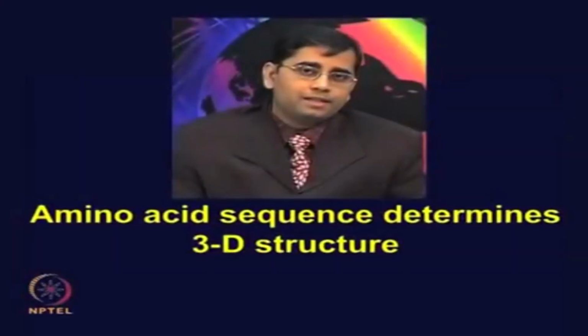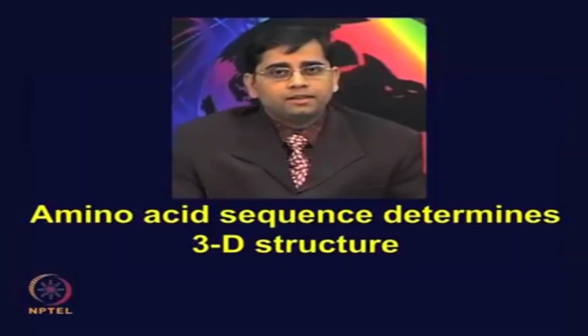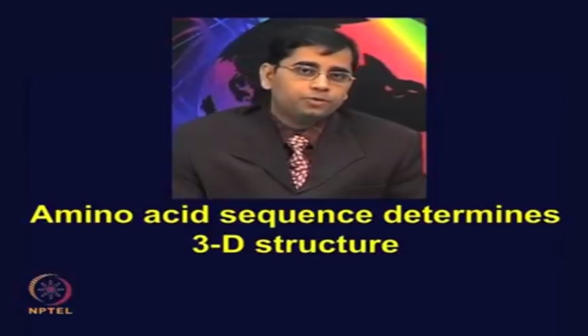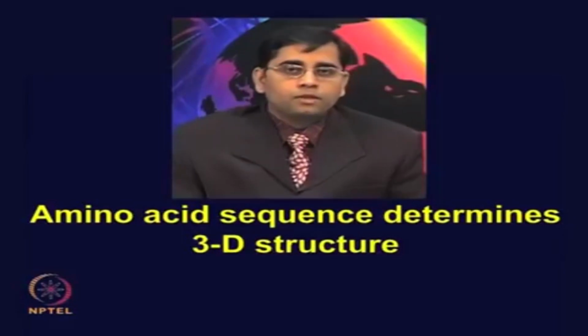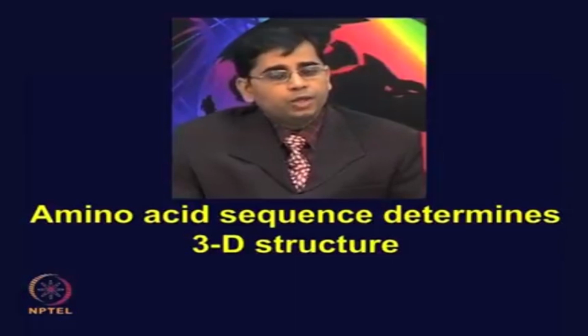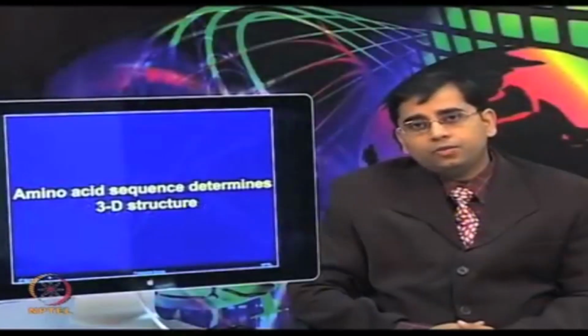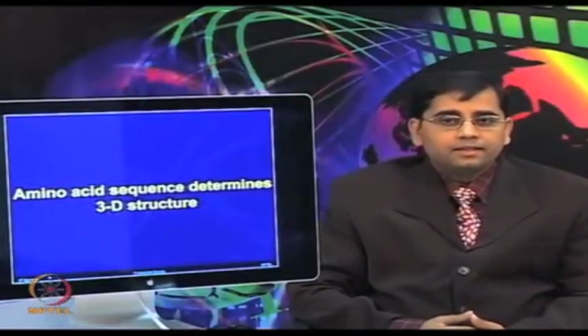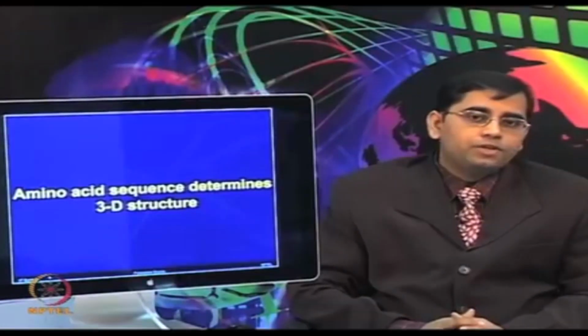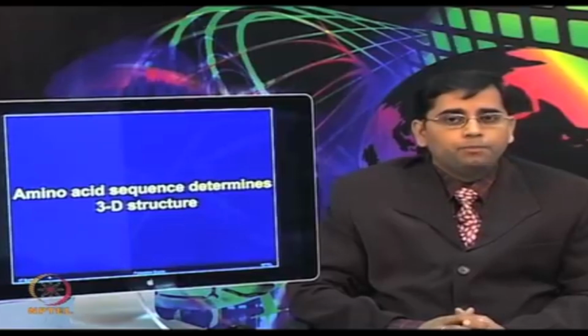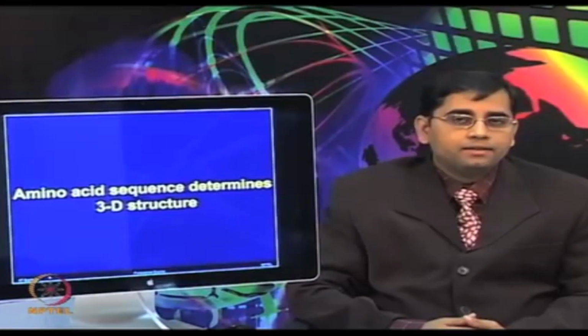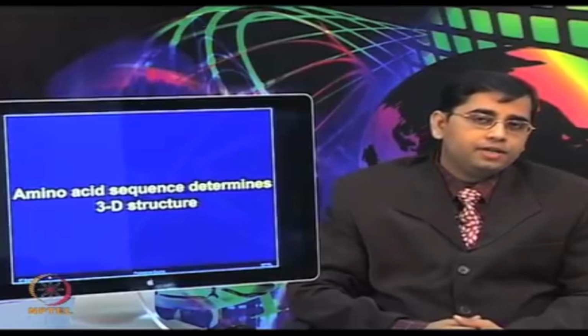Amino acid sequence determines the three-dimensional structure of proteins. So, there is a very intricate sequence-structure relationship. The amino acid sequence dictates the conformations which are adopted by the polypeptide chains at secondary and tertiary levels.